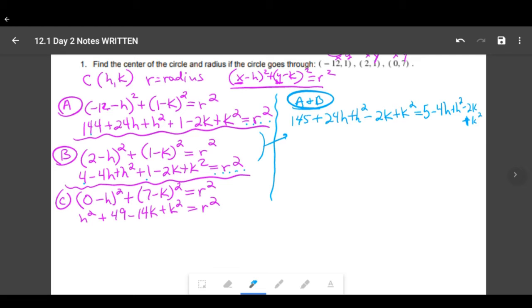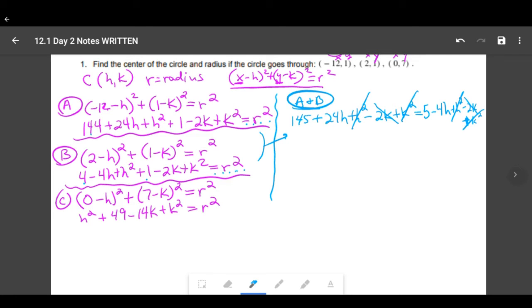You have 2 equations, or 3 equations, in this case 2 equations, multiple variables. They both equaled r squared, so I set the 2 equal to each other. Now I'm just going to look to clean things up. And the nice thing is, because I have a plus h squared and a plus h squared on both sides, they'll cancel. Oh, look, minus 2k will cancel with that minus 2k because they're on opposite sides. And then k squared will cancel with that k squared.